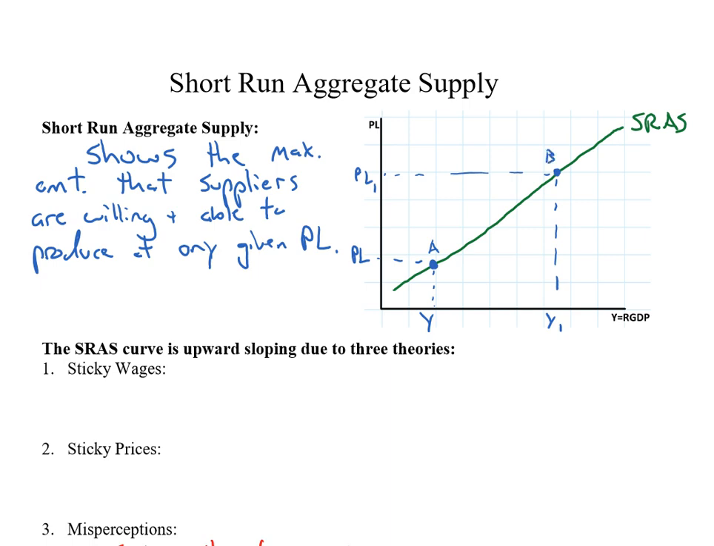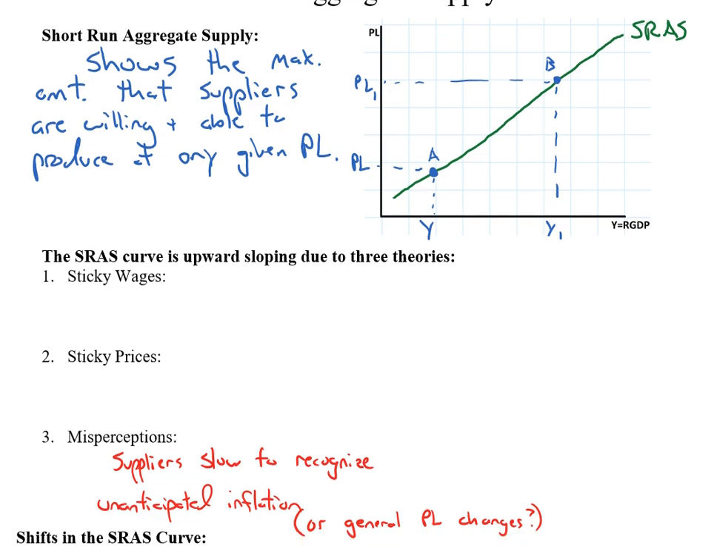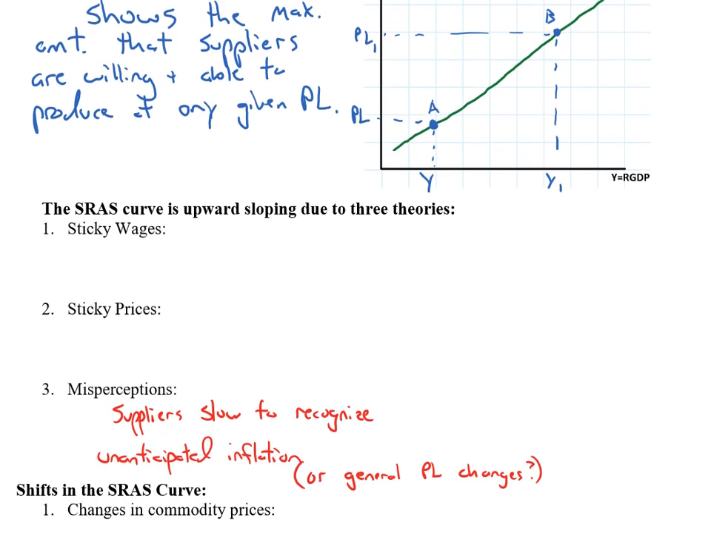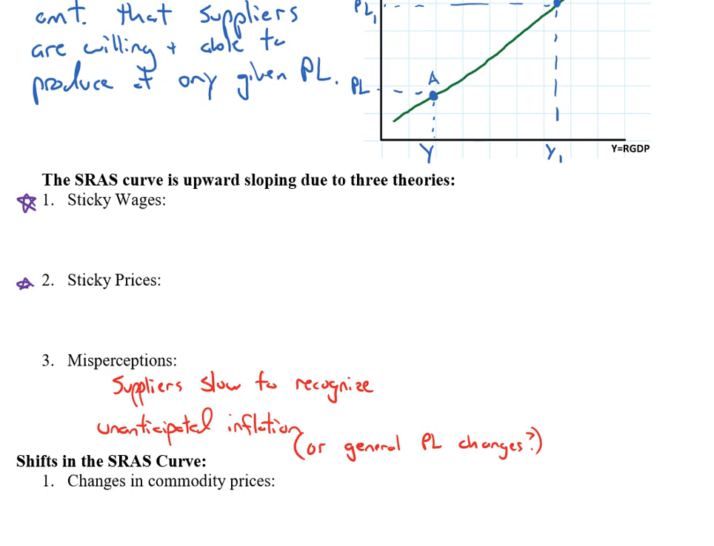The reason for that, there's two main reasons, as well as a third one that I have written down here, misperceptions. But the first two are by far the most important ones, and they're the ones you're most likely to see on any sort of assessment. The first one is sticky wages, and this is the idea that wages are slow to change. This is mainly due to contracts and minimum wage laws.